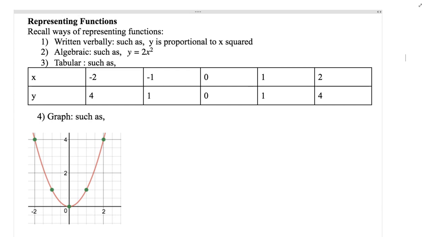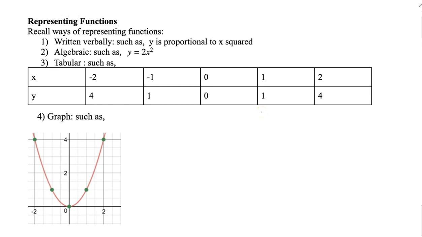The third way is by writing out a table of values with x and y. And if we're doing y equals x squared, we'd probably just pick some numbers like -2, -1, 0, 1, and 2. And then for the y value, we square each of the x values. So we map -2 to 4, -1 to 1, 0 to 0, 1 to 1, and 2 maps to 4.